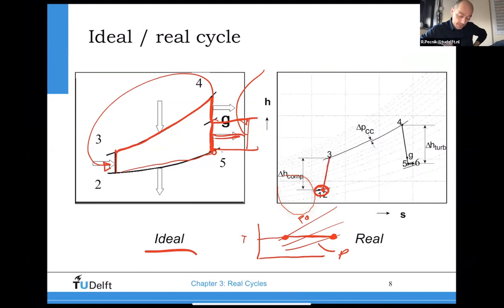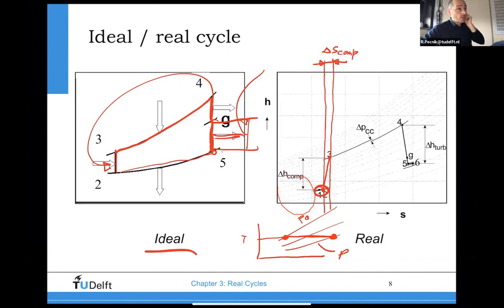But of course, if you assume that the compressor is perfectly insulated, there's no heat transfer across the compressor from the outside, then losses would make point three end up to the right of point two. This one here, let me draw it like this. And this delta here is delta S of the compressor.